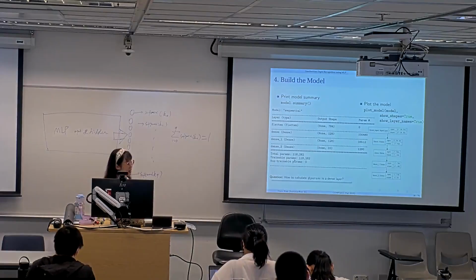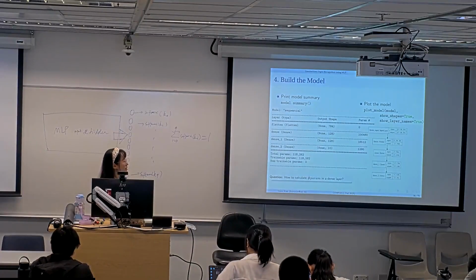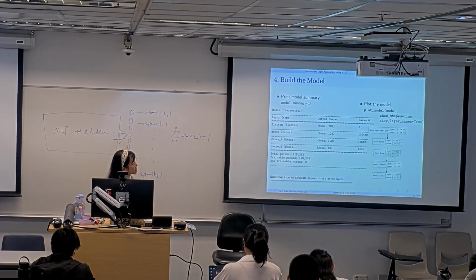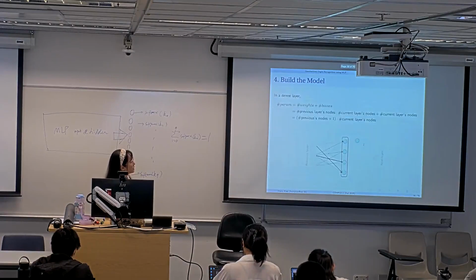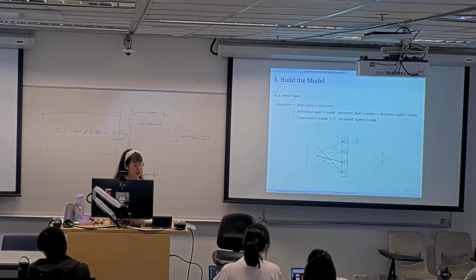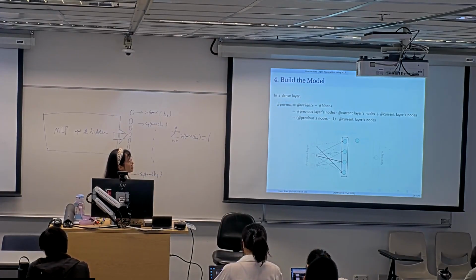But still, you may ask: how do we calculate the number of parameters in a dense layer? How do we get all these numbers? Here we provide this formula. This is a general formula for a dense layer in a neural network. Consider the number of parameters.